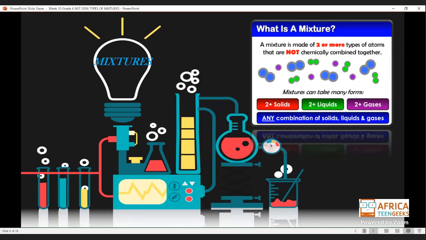These are one of the types of questions that are going to come up. So what is a mixture? A mixture, you already have this down, is made of two or more types of atoms, and they are not chemically combined together. They have many forms. If you mix two solids, that's a mixture. If you mix two liquids, that's a mixture. If you mix two gases, that's a mixture. If you combine a solid, liquid, and gas, it's a mixture.